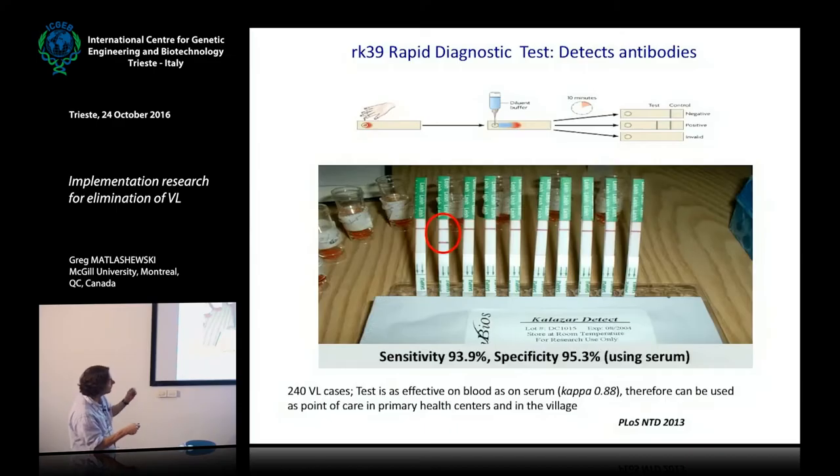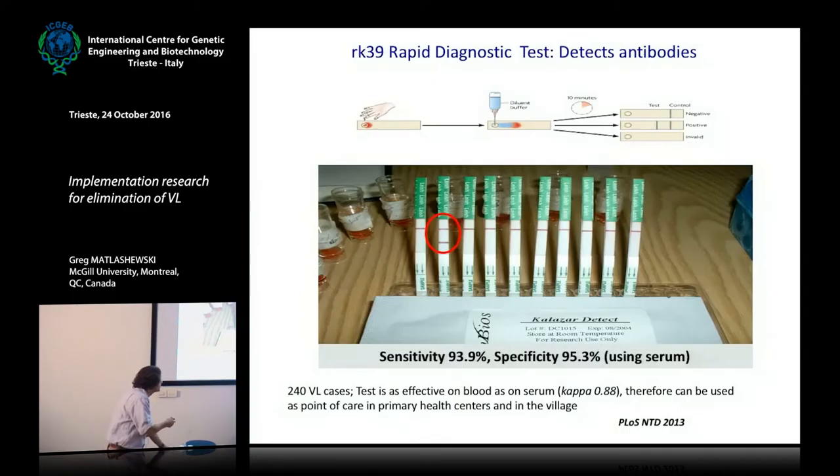And if there are antibodies against the antigen, you get a line here showing that you have antibodies against K39, and you have a positive test. That means you've been exposed to the parasite. This test doesn't detect the parasite, but it detects antibodies that you've produced against the parasite.